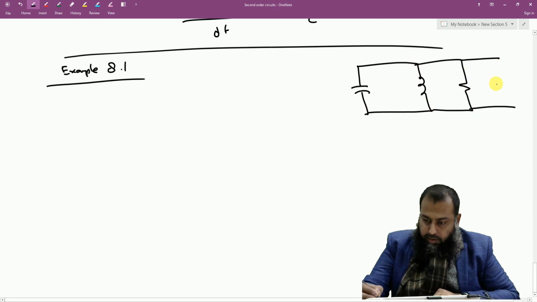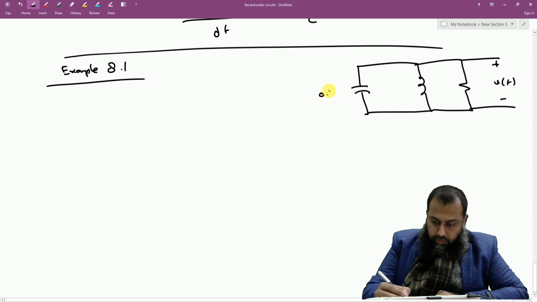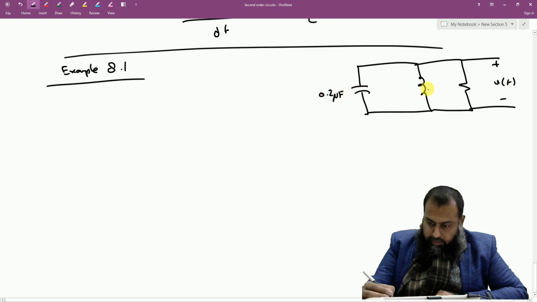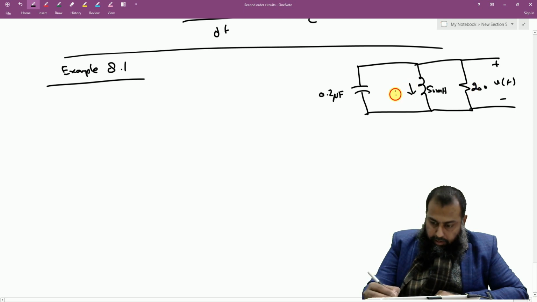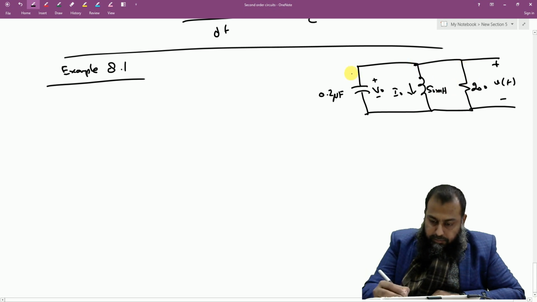We want to find out the voltage Vt. The capacitor is 0.2 microfarad, the inductance is 50 millihenry, and the resistance is equal to 200 ohm. So we have current I naught here, we have the voltage V naught here, and also we have the three branch currents: this is IC, this is IL, this is IR.